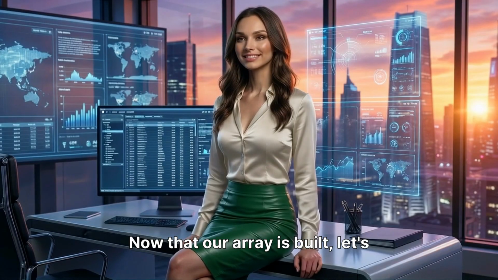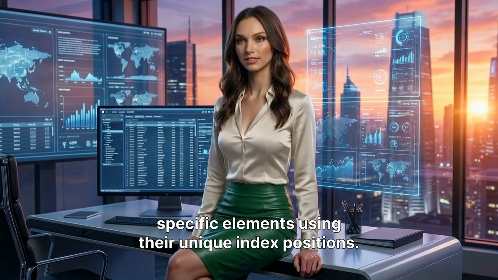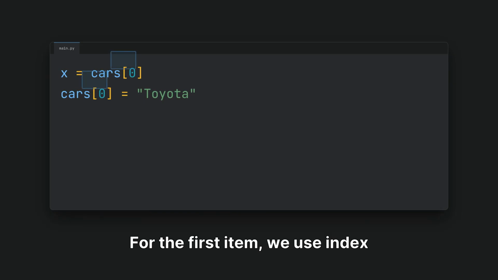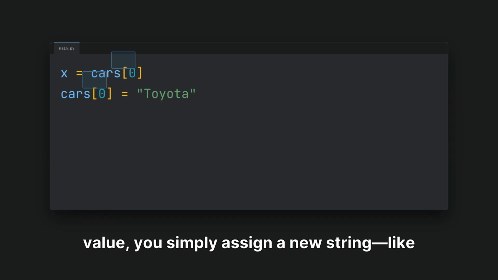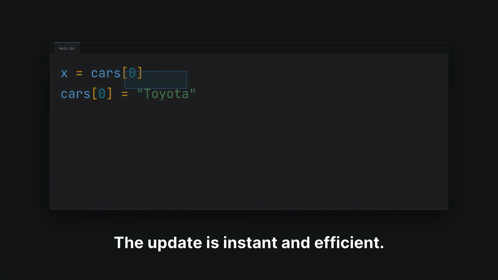Now that our array is built, let's look at how we reference and update specific elements using their unique index positions. You refer to an array element by its index number. For the first item, we use index 0. And if you need to modify that value, you simply assign a new string, like Toyota, to that same index. The update is instant and efficient.